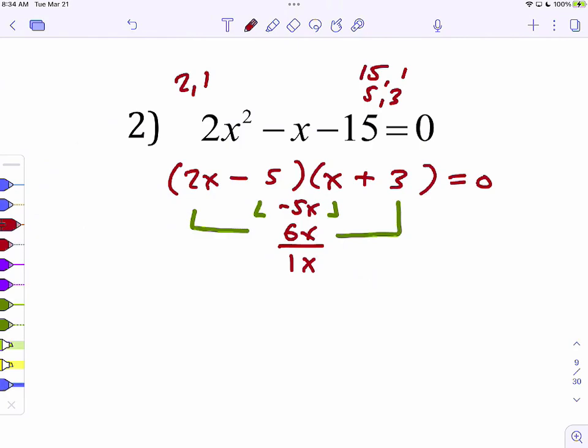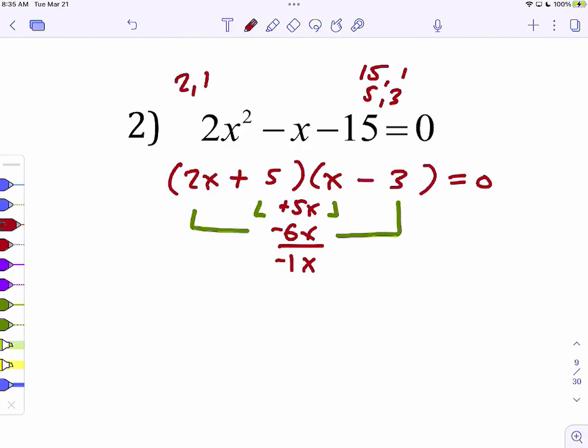So if you get the wrong number, like we got the wrong number in the last one, that's why I switched the numbers. But if you just get the wrong sign, just switch these signs. And now it will work out for sure. When you switch the signs, these all come out opposite. That's the right combination. That's the correct factorization.